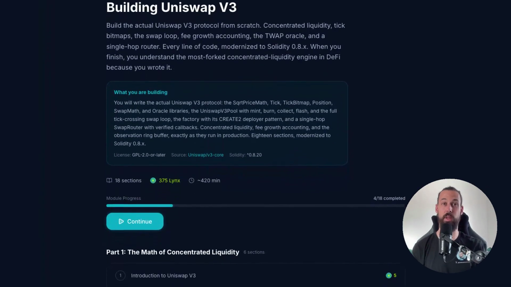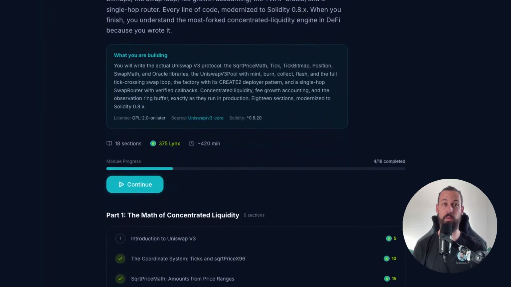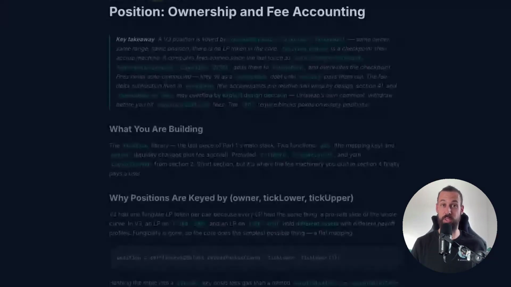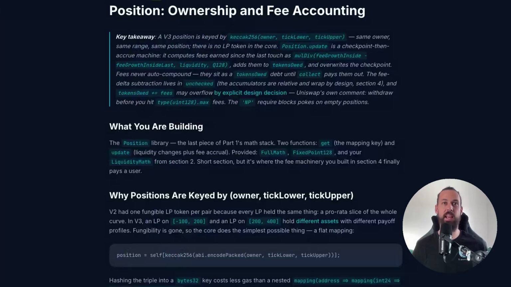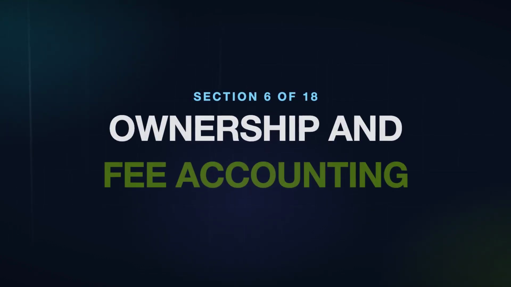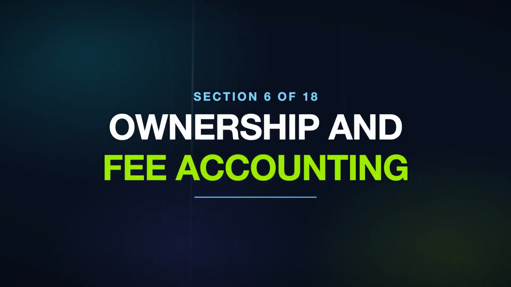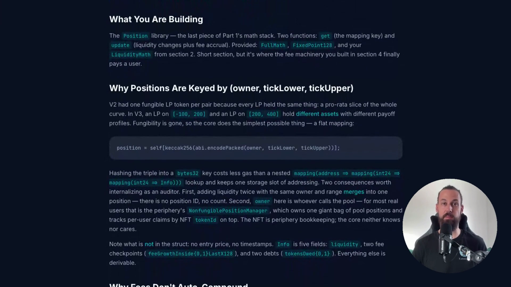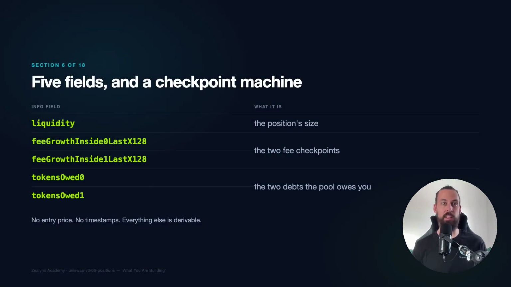It's fungible, it's tradable, it's the receipt. Go looking for that in the V3 core, and it isn't there. There is no LP token in Uniswap V3, not in the core. Your position is a hash and 5 numbers. This is section 6 of building Uniswap V3 on the Zealynx Academy, and it's where fees stop being a global number and become yours. So why did the token disappear?